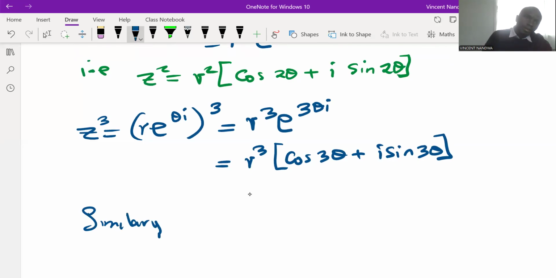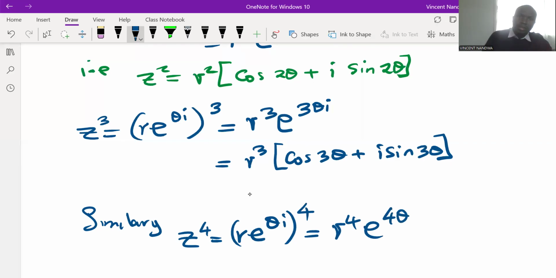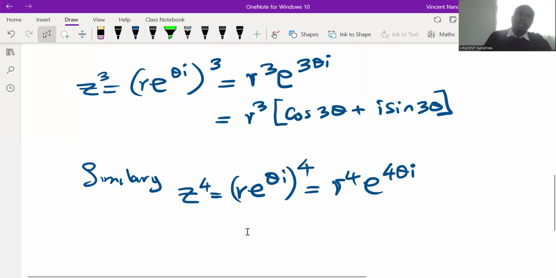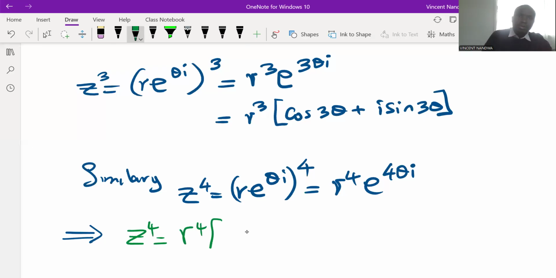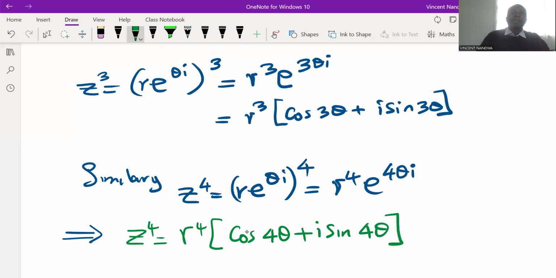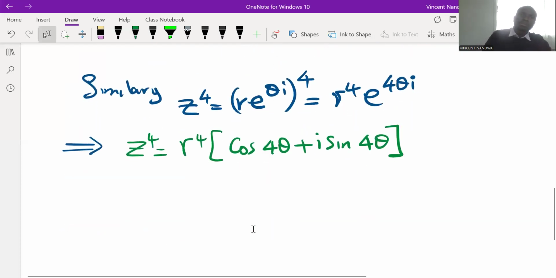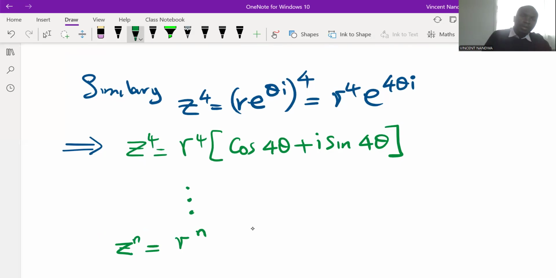So similarly, z to the power 4 will be r e^(theta i) to the power 4, which is r to the power 4 e raised to the power 4 theta i. So this also implies that z to the power 4 is the same as r to the power 4 into cosine of 4 theta plus i sine 4 theta. And repeatedly doing the same, we end up with z to the power n being r to the power n into cosine of n theta plus i sine n theta.